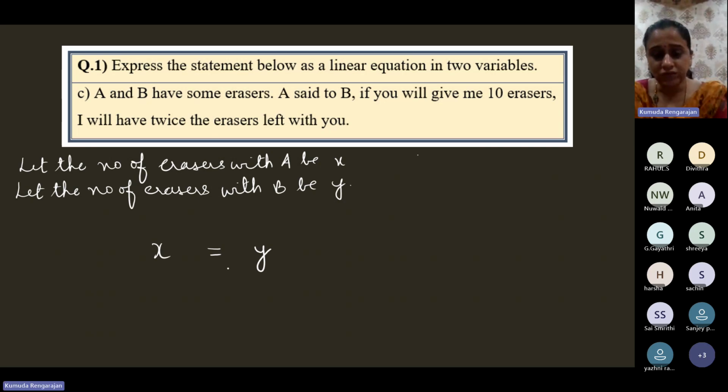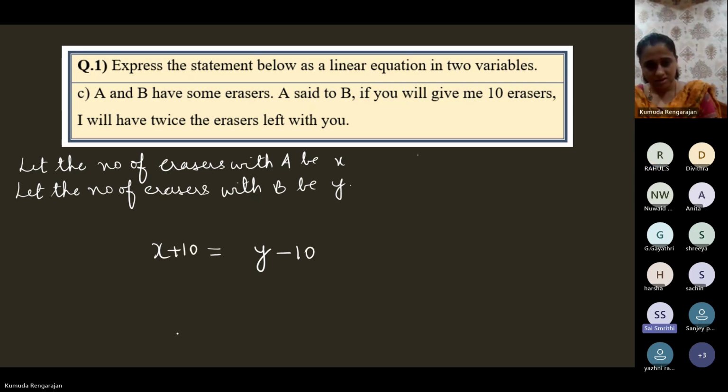A said to B, if you will give me 10 erasers. Okay, so who's giving? A is giving or B is giving? Who's the receiver? Who's the giver? A asked B, A said to B, if you give me 10 erasers, so B has to give, A will receive. If B has to give, minus 10. If A will receive, plus 10.